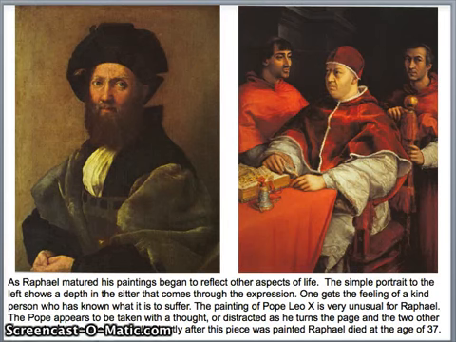As he matured, his paintings began to reflect other aspects of life. Now, if you look at the painter to the left, you can see a depth in the sitter, like there's something there within this person that you might want to get to know. The painting on the right of Leo X is very unusual for Raphael. The Pope appears to be taken with thought or distracted as he turns the page, and the other two figures don't really relate to him at all. Now this is interesting because there was so much corruption in the Vatican at the time that this portrait of the Pope was painted, and Raphael did die shortly afterwards at the age of 37.